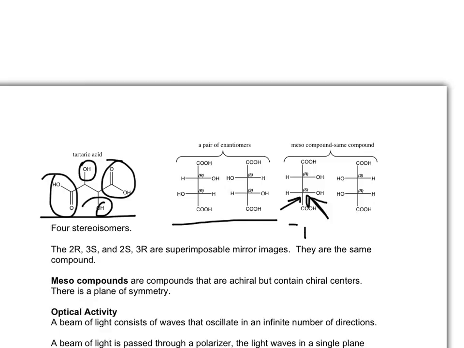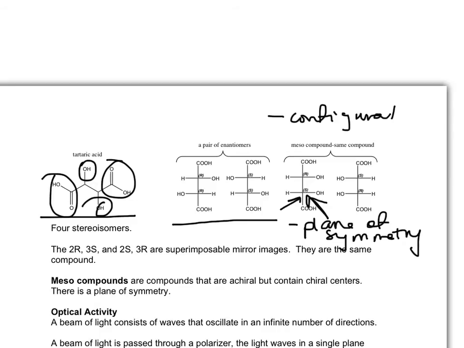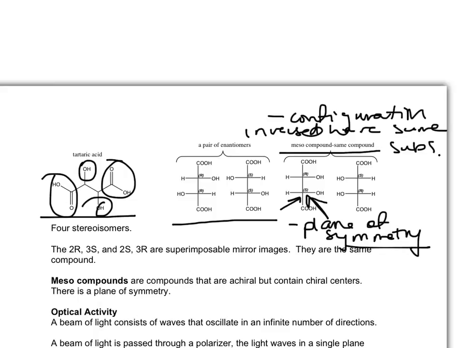You can see that there is a plane of symmetry here. In addition, when you have the configuration inverted and have the same groups attached, the same substituents, you have a meso compound, or you have symmetry. Okay? And so a meso compound means we have the same compound. These two molecules are the same molecule. They are achiral but contain chiral centers. There is a plane of symmetry.